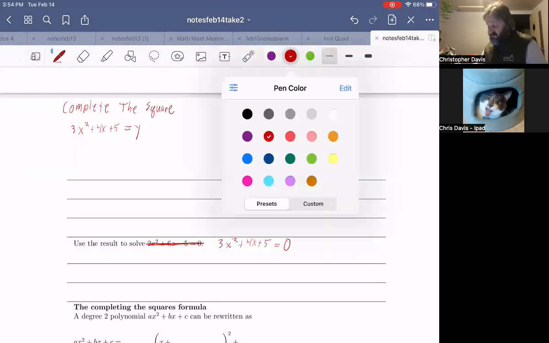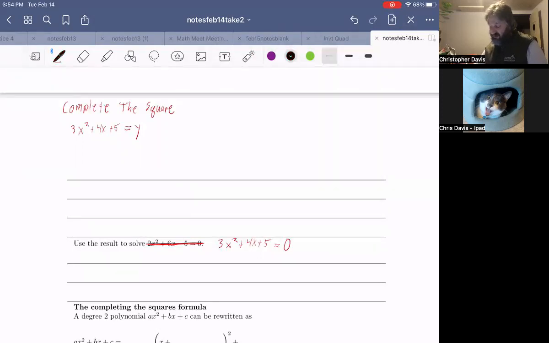So what do we do? Step 1 was get the constant term over to the other side. So 3x squared plus 4x equals y minus 5. The next thing to think about is that x plus b squared had a 1 in front of the x squared when you FOIL it out. So let's divide everything in sight by 3, because the only way you preserve equality is if you divide absolutely everything by that number.